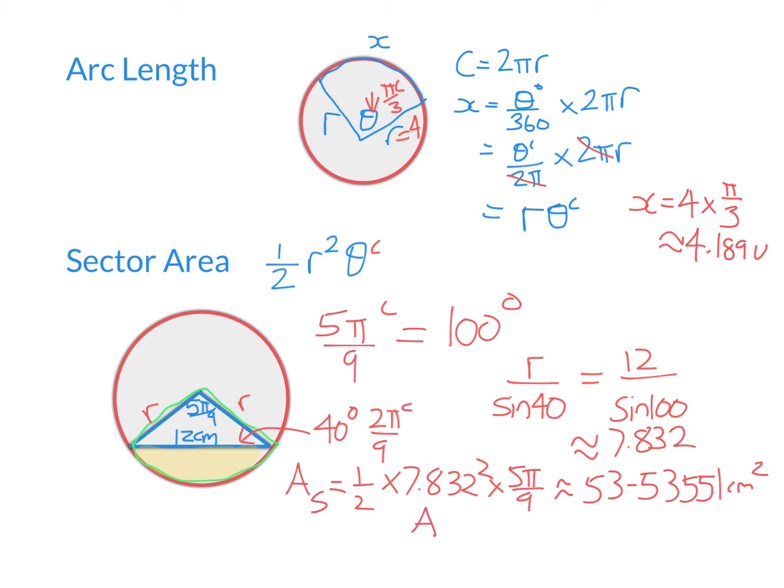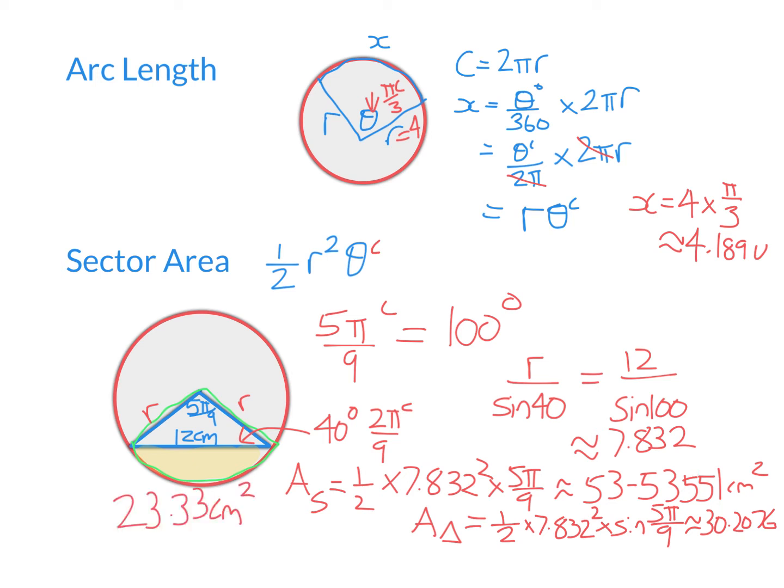So how are we going to find the area of the triangle? Well, we can just use half AB sine theta, because we know side, and angle between. So finding the area of the triangle, it's like half r squared, but sine theta rather than just theta. So when I'm putting sine of this in my calculator must be in radians. So I got the area 30.2076 centimeters squared. So, of course, that means the shaded area is just this minus this. It's about 23.33 centimeters squared. That's the area there using sectors and triangles.